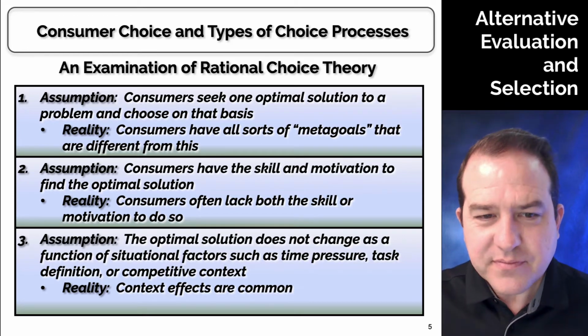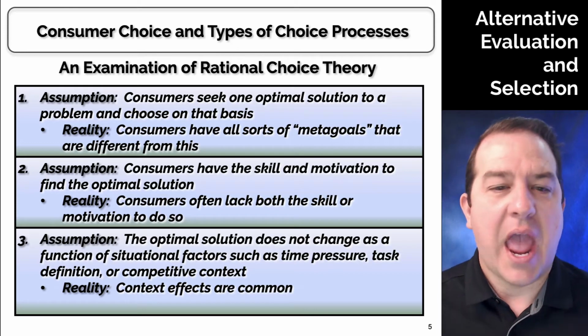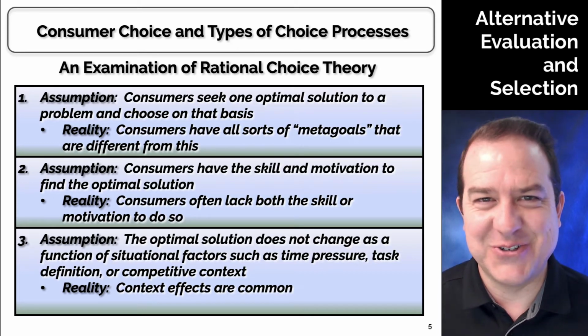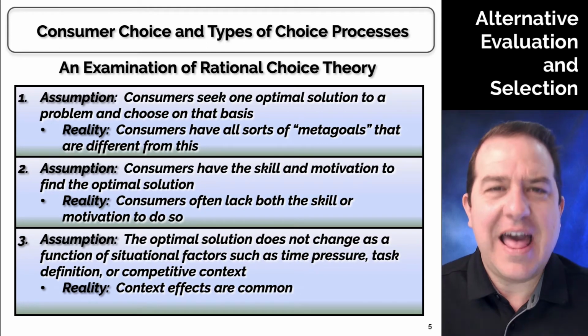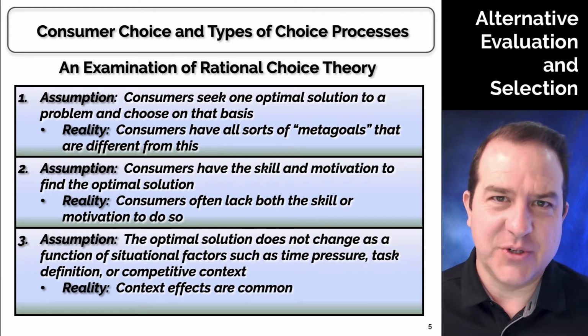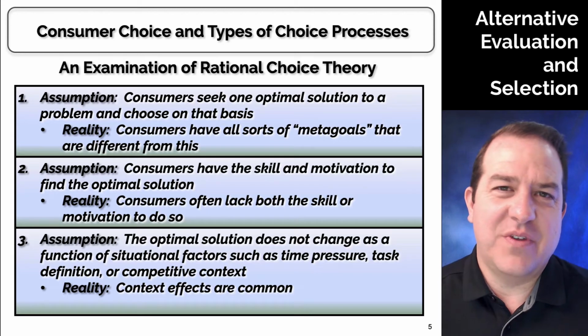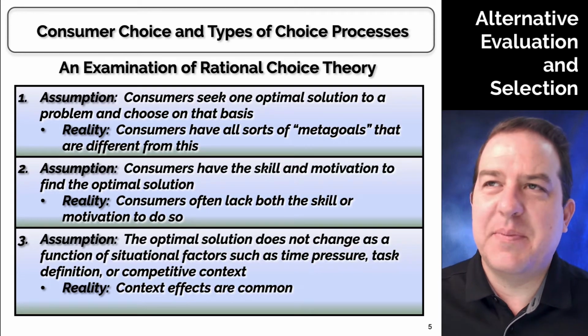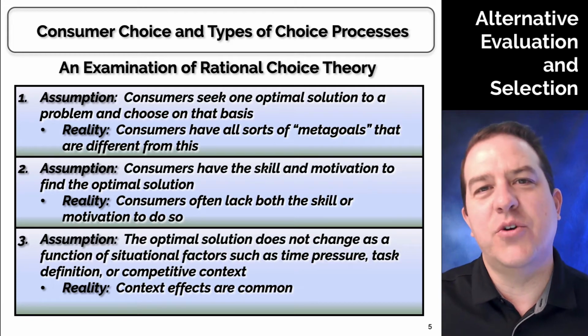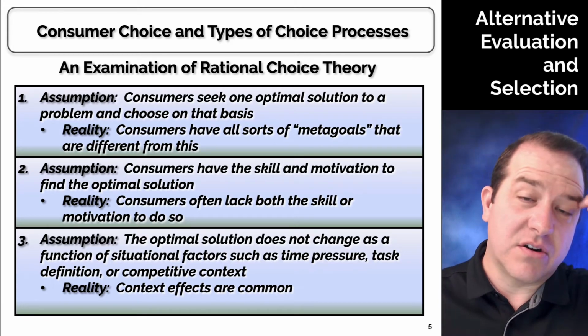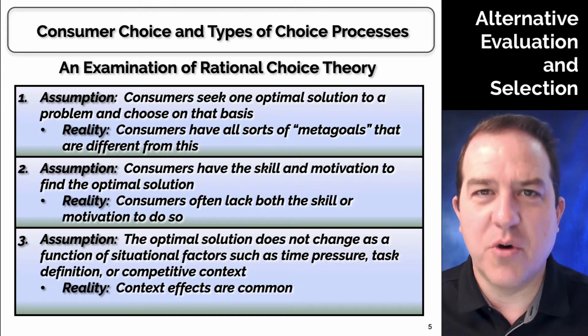Assumption number two. Consumers have the skill and motivation to find the optimal solution. So everyone can go out and do this. In reality, consumers often lack both the skill and the motivation to do it. And so you find typically, like, what's the best car brand? I can ask you that right now. If I had to tell you, here's $30,000, you can go buy a car today. Which car do you go buy?